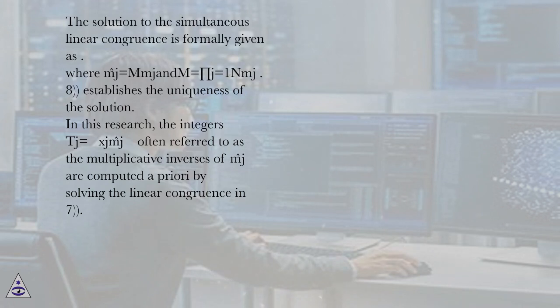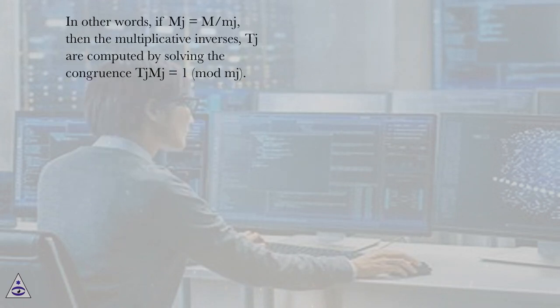In this research, the integers Tj, often referred to as the multiplicative inverses of Mj, are computed a priori by solving the linear congruence in 7. In other words, if Mj equals M/Mj, then the multiplicative inverses, Tj, are computed by solving the congruence Tj Mj equals 1, mod Mj.